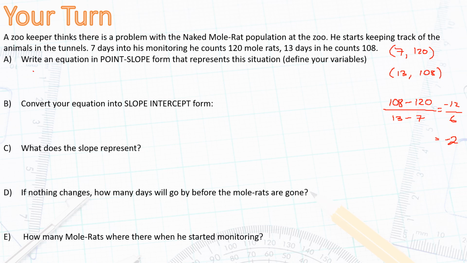Equation point slope form. So this is y minus y1. I'm going to use the 7 and 120 for this one. Minus 2, x minus 7. So just remember, if I chose the other point, it would look like this. Y minus 108 equals minus 2 times x minus 13. Both answers are correct in this scenario. So what happens is when we distribute and try and do part B, you will then get the same answer. But for part A, there's going to be 2 possible answers. Define variables, x equals days and y equals population.